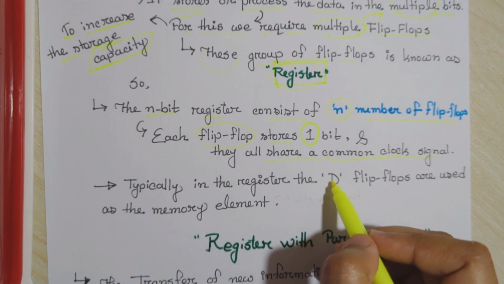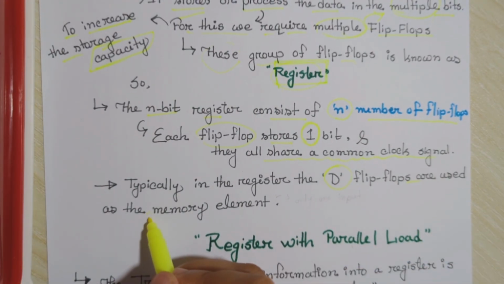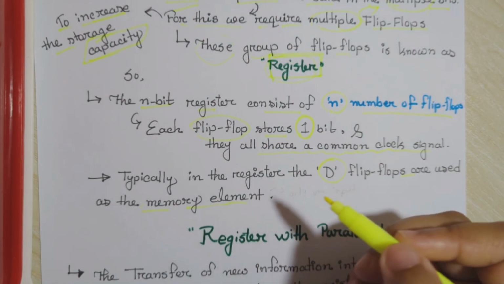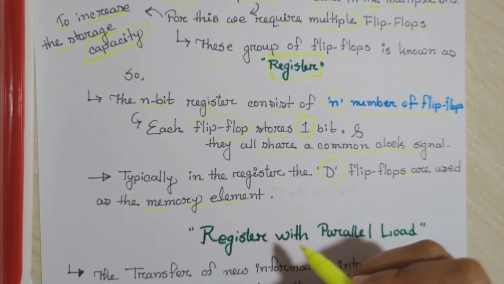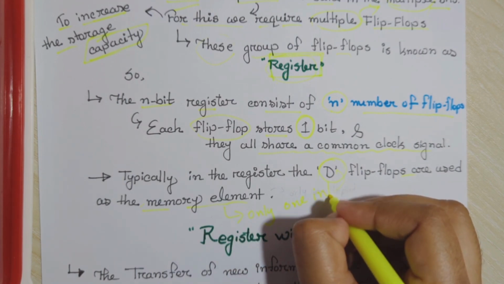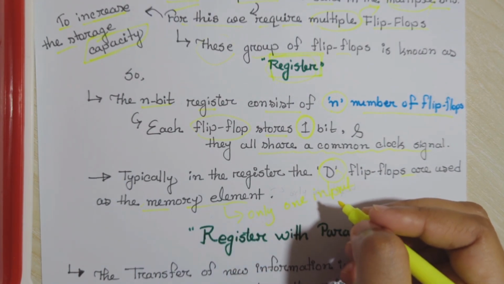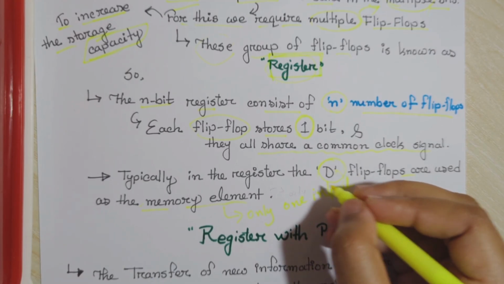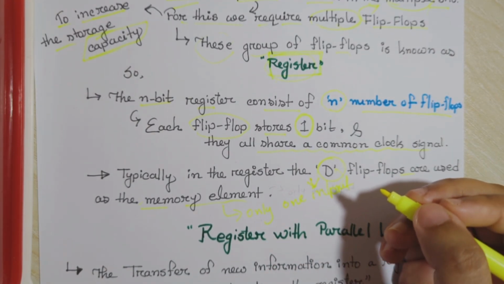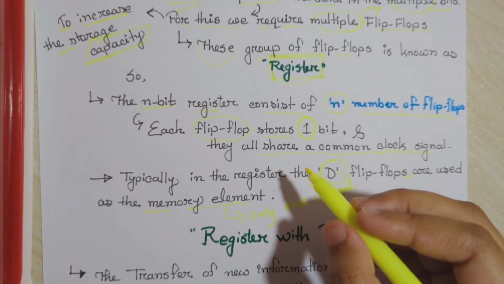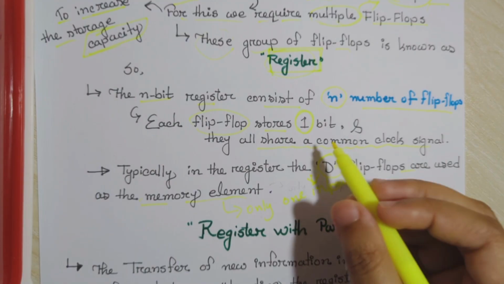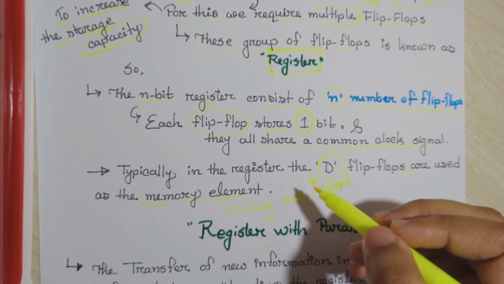Typically in a register, D flip-flops are commonly used as the memory element. Different types of flip-flops can also be used in a register, but typically the D flip-flop is used as the memory element because it has only one input and it gives the output that comes from this single input. But if we use SR or JK flip-flops, then we will have two inputs. This seems complicated for our device, but if we use the D flip-flop, it is much simpler.